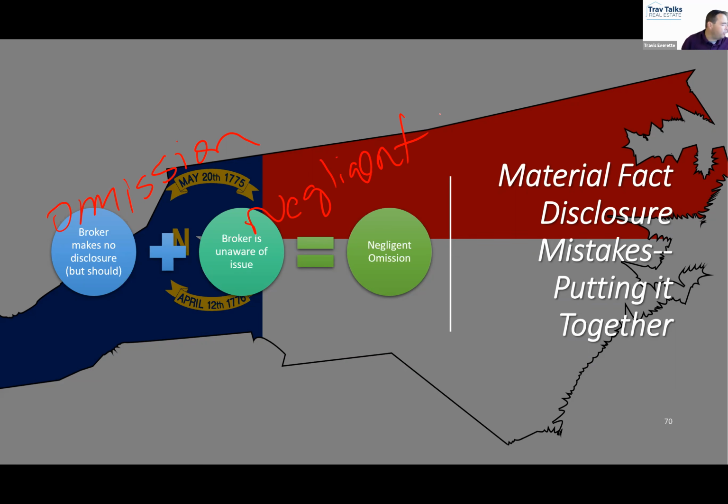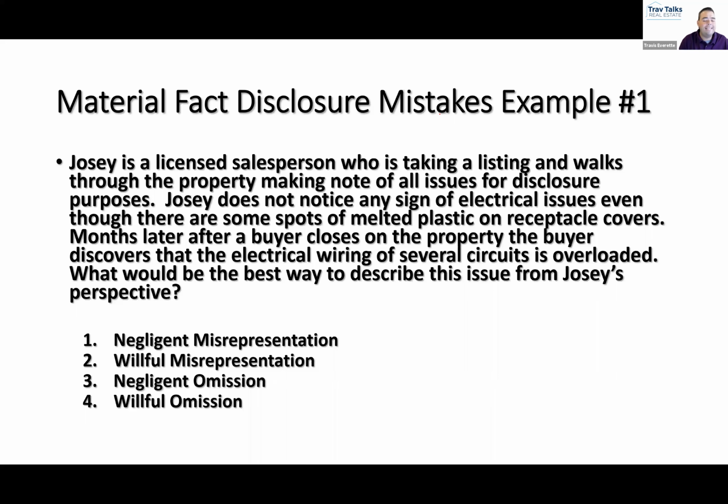All right, let me give you one. See what you got right here. Well, actually, we got a couple. Josie is a licensed salesperson who is taking a listing and walks through the property making note of all issues for disclosure purposes. Josie does not notice any sign of electrical issues, even though there are some spots of melted plastic on receptacle covers. Months later, after a buyer closes on the property, the buyer discovers that the electrical wiring of several circuits is overloaded. What would be the best way to describe this issue from Josie's perspective?